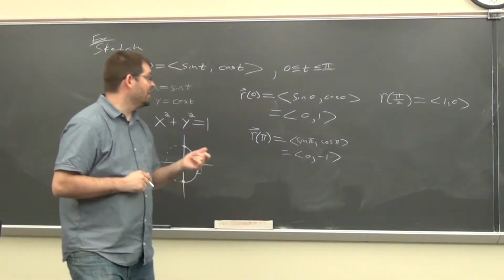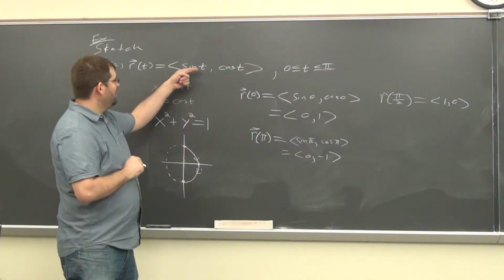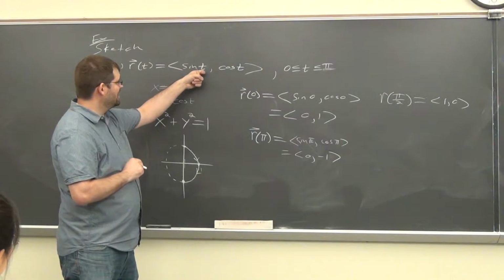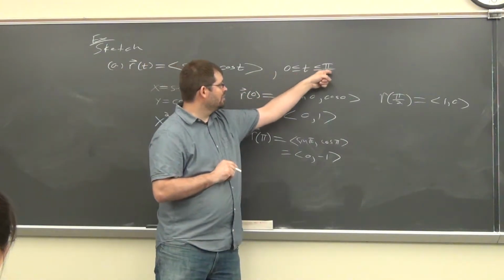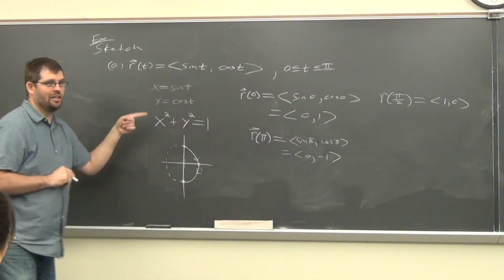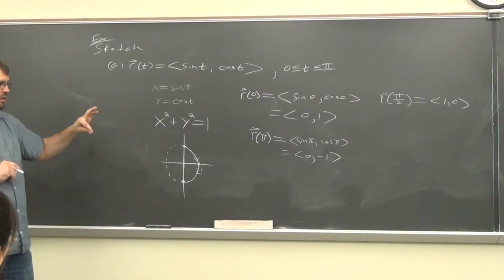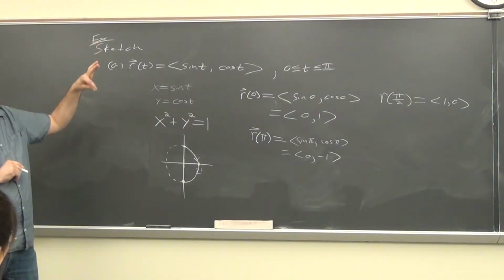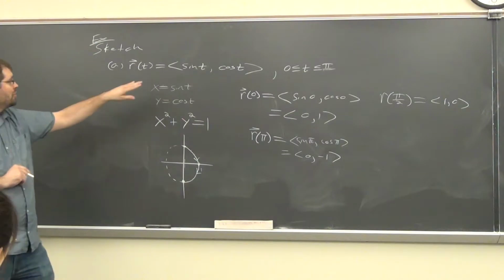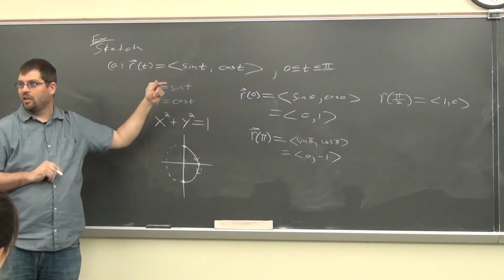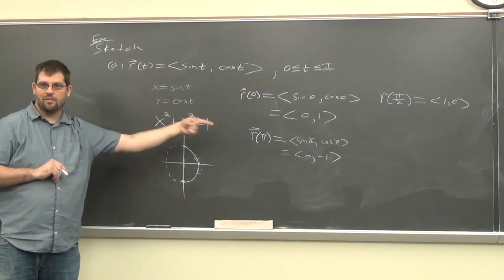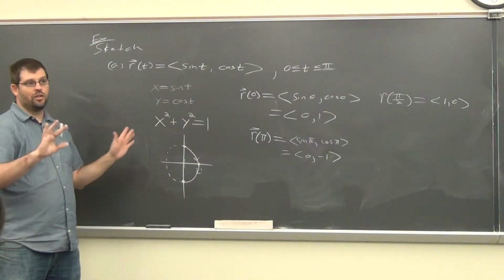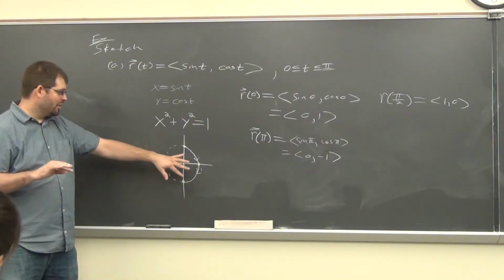Another way to think about this is that if sine is 0, and then t goes to pi, what does sine do? Sine starts at 0, and then as t grows, it goes up, right? So your sine is going to go up, so your x values are going to increase, which means you're going to go to the right. Does that make sense?